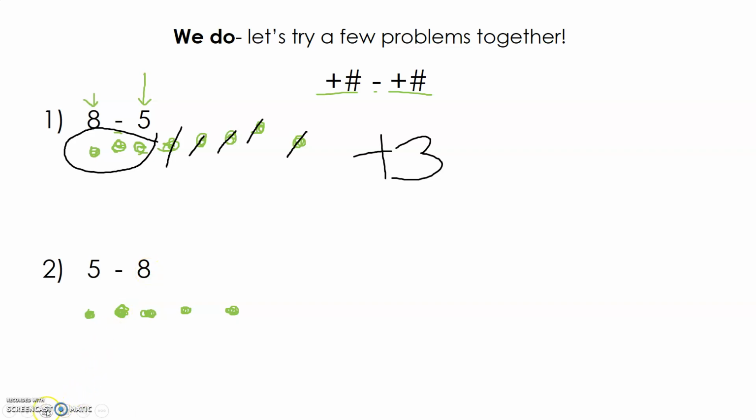However, we can't just add 3 green counters. We have to add 3 zero pairs. So if you guys remember from last week, a zero pair is 1 positive green counter and 1 negative red counter. So if you guys look here, my value is still +5 because I have 1 zero pair, which equals 0. So I'm going to add 2 more zero pairs in order to have 8 green counters present.